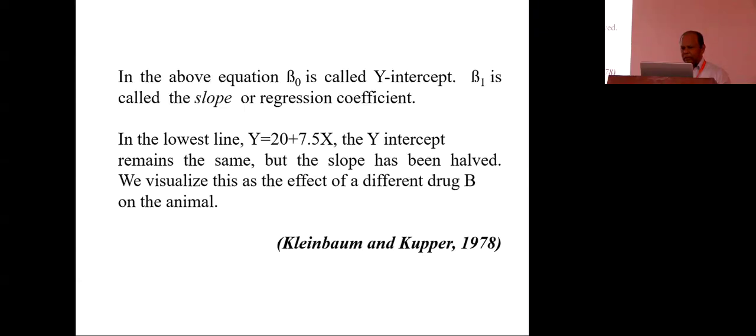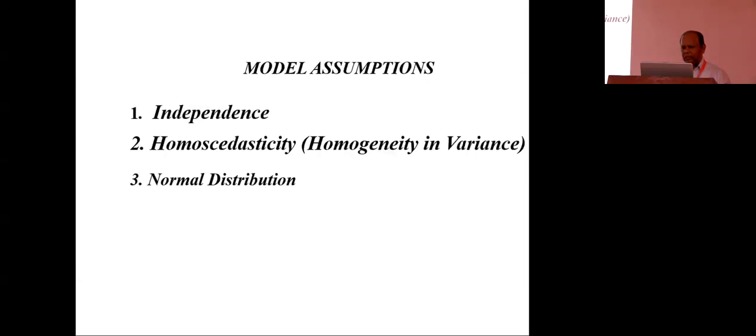Now, I am just explaining this regression equation. These are all the assumptions which we have, that is independence. Observations are independent. But in repeated measures analysis, the observations are not independent. So we are violating the assumptions there.